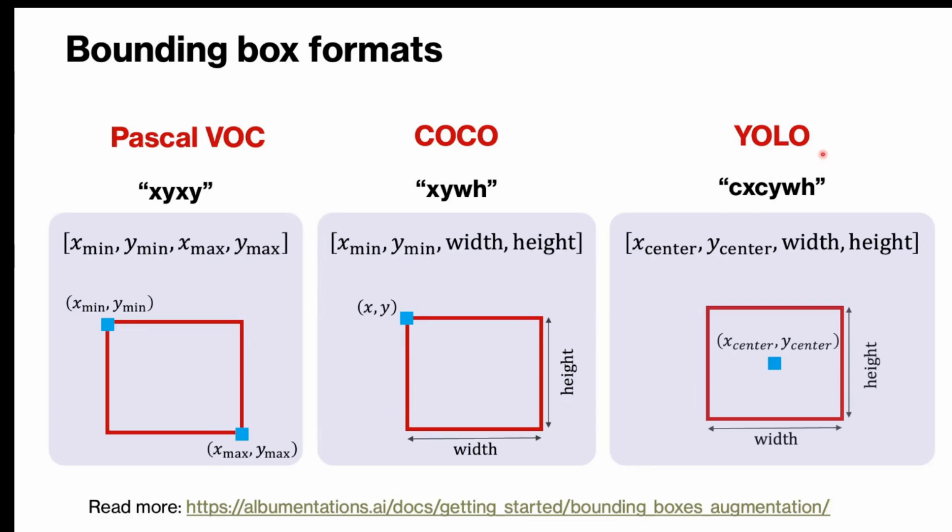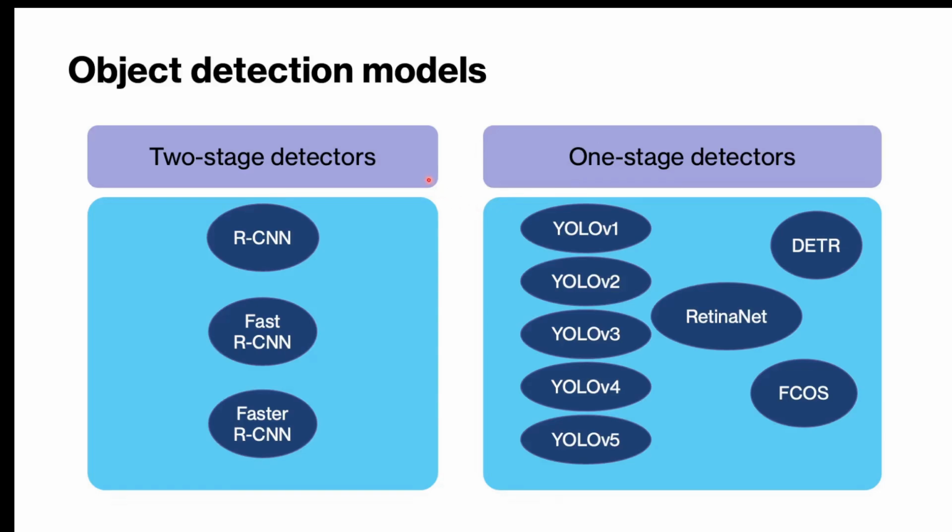And lastly, we have the YOLO format, which is known as CXCYWH, where CXCY represent the center coordinate of the bounding box, and WH are for the width and height of the bounding box. There are 2 types of object detection models.